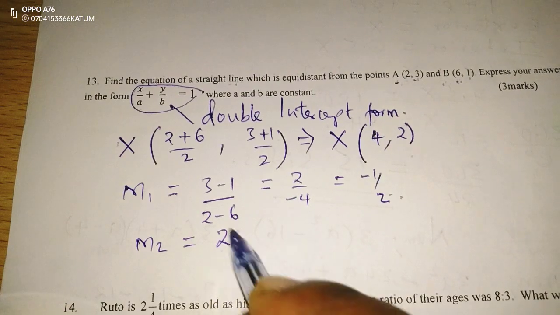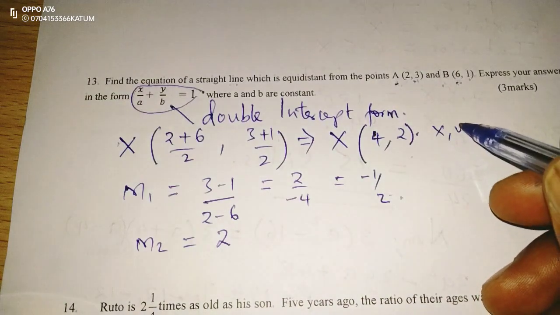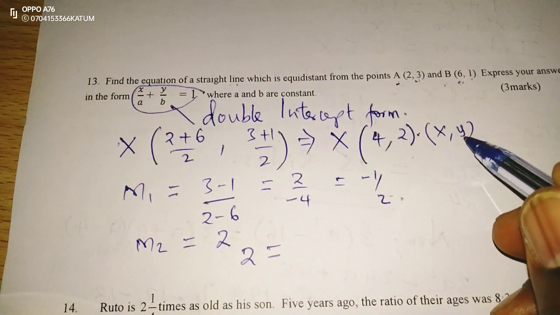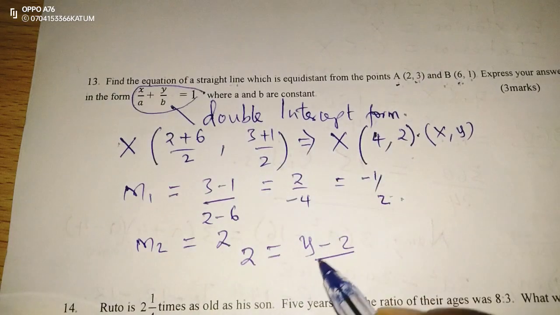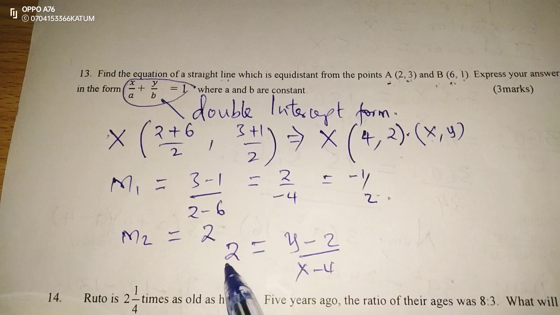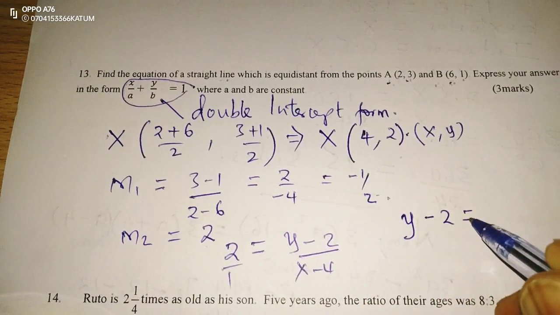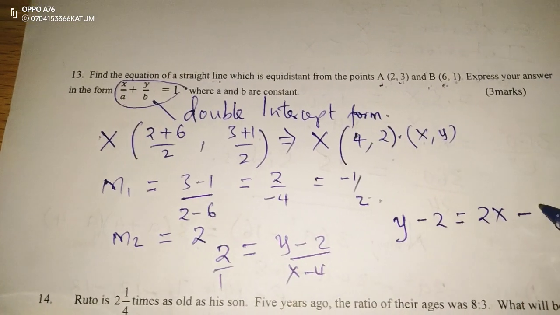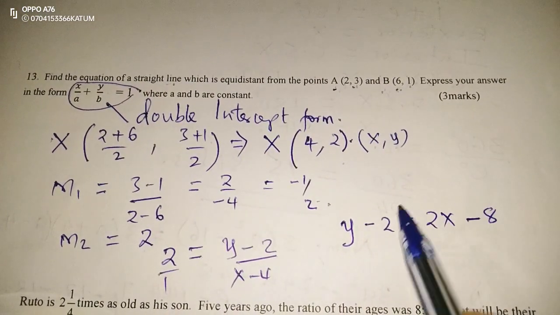So now we can express this gradient and one of the coordinates where it passes, and we let another coordinate be x, y. So the equation becomes gradient is given by change in y, so y minus 2, divided by change in x, x minus 4. So we can cross multiply, because this is over 1, to have y minus 2 equals 2x minus 8. That is after cross multiplication.